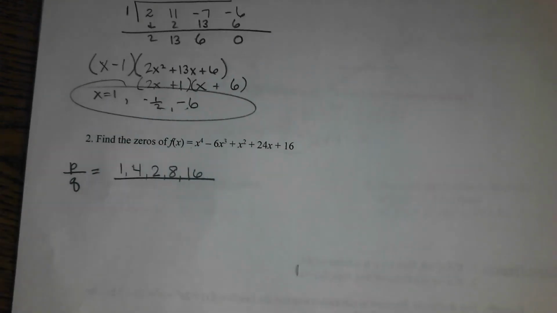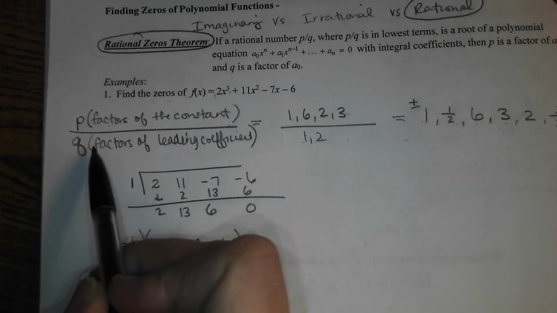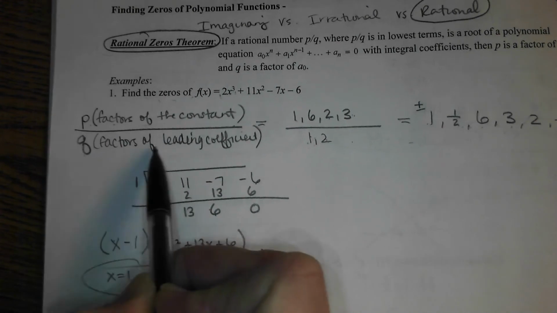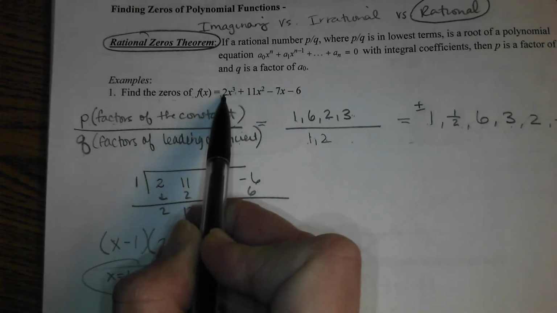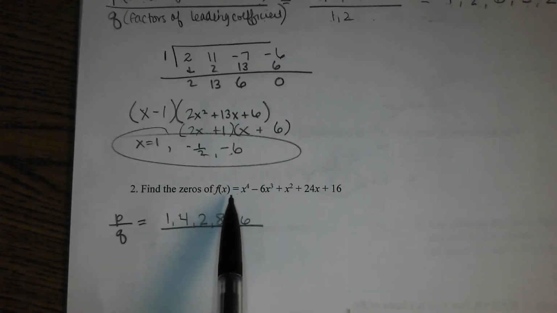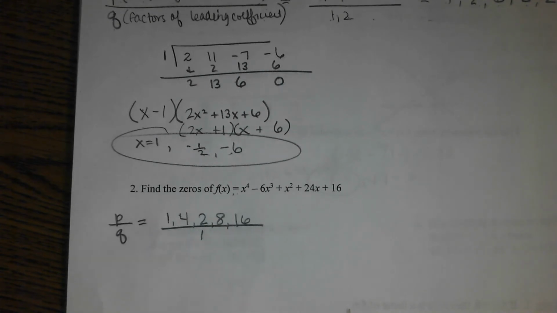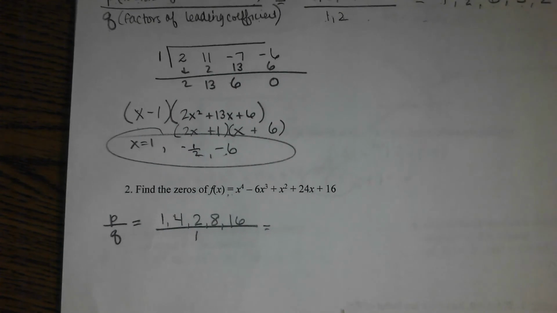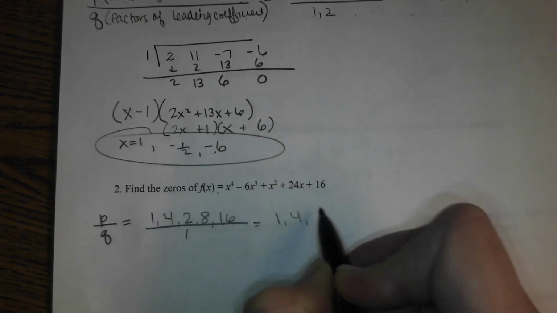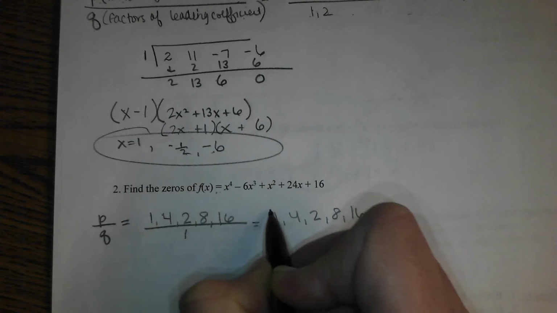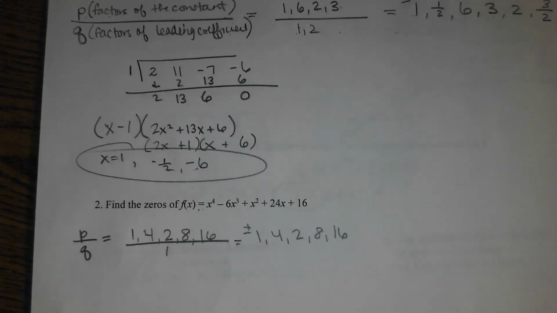And then what are your Q's? Okay, bring you back to the top. The Q's are your factors of your leading coefficient. Here the leading coefficient was 2. What's the leading coefficient in this problem? 1. So what are the factors of 1? 1. So this is nice because I don't really have any fractions that are going to come up. I have 1 over 1, 4 over 1, 2 over 1, 8 over 1, and 16 over 1, and then I have the plus or minus.